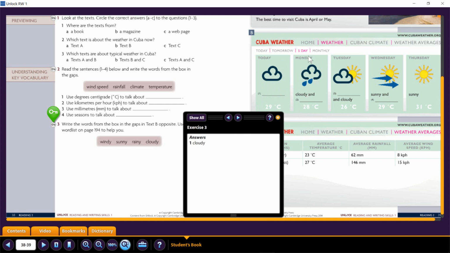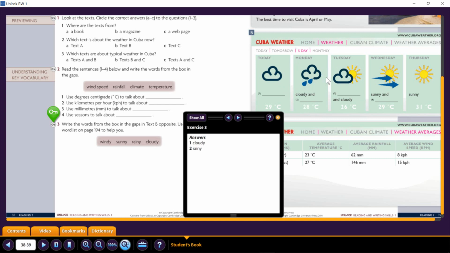Number 2, here cloudy, and here we have raindrops. So what do you think? Cloudy and what? Cloudy and windy. Are these wind samples? Cloudy and sunny. Is this sun? Cloudy and rainy. Cloudy and cloudy. What do you think? Cloudy and rainy. These are raindrops. So Monday will be cloudy and rainy.